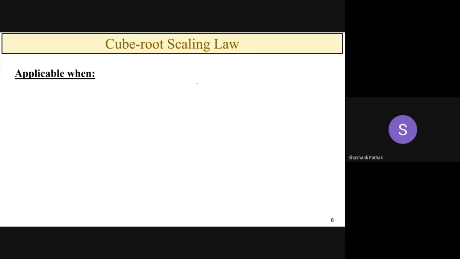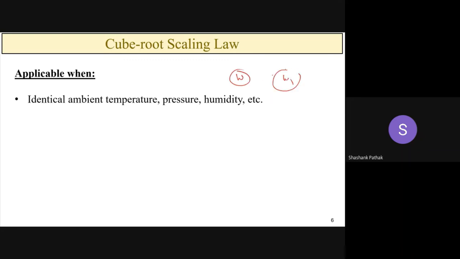Now, when are these laws applicable? When we are considering identical ambient temperature, pressure and humidity for both explosives. I showed two explosives, one was W and one was W1. If they are in the same ambient temperature, pressure and humidity, only then these laws will be applicable. Otherwise, there are different scaling laws or different changes are required. But generally, for design purposes, we assume that this condition holds true.